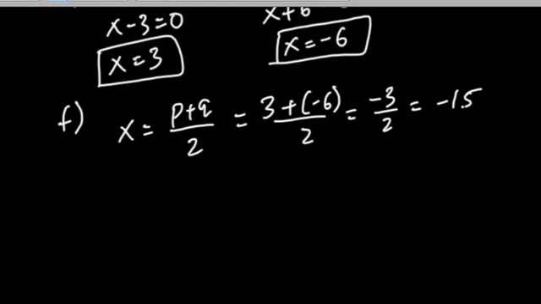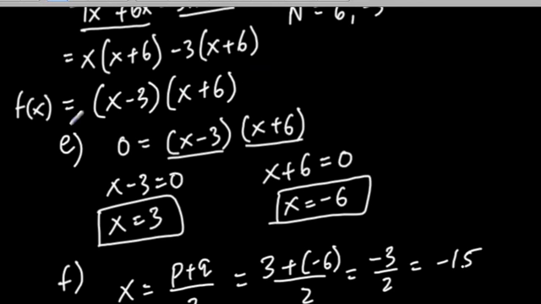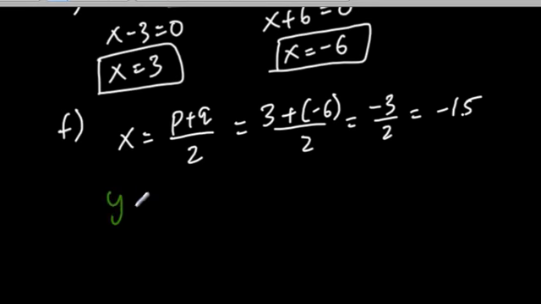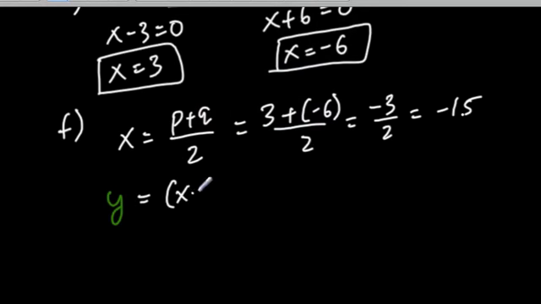Now how do we get the y-coordinate of the vertex? If you look at the equation, here's the equation in factored form, which is x minus 3, x plus 6. And another way of writing f of x is y. So if we want to find the y, all we have to do is get our x-coordinate and plug it in here for the x's, and then we can solve for y. So let's do that. So y is equal to x minus 3, x plus 6, and I'm going to plug in, for x, negative 1.5.